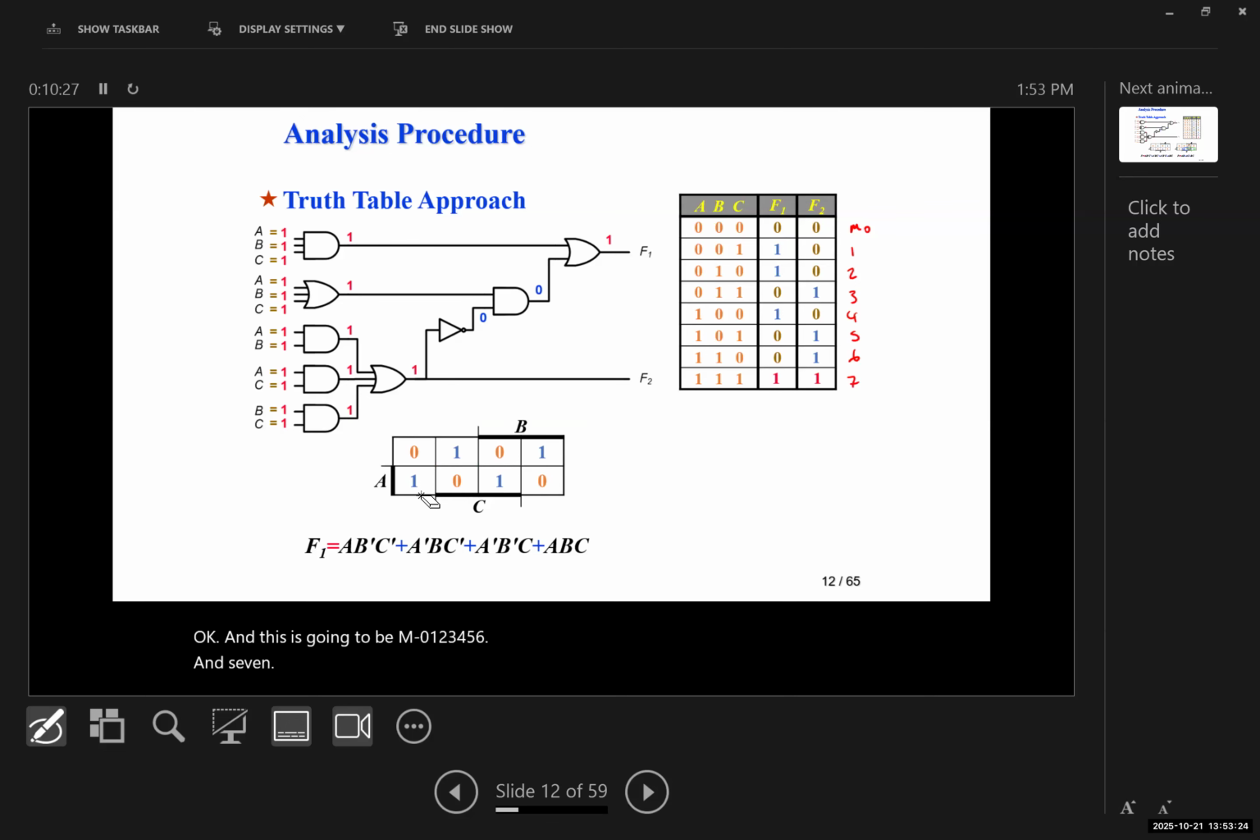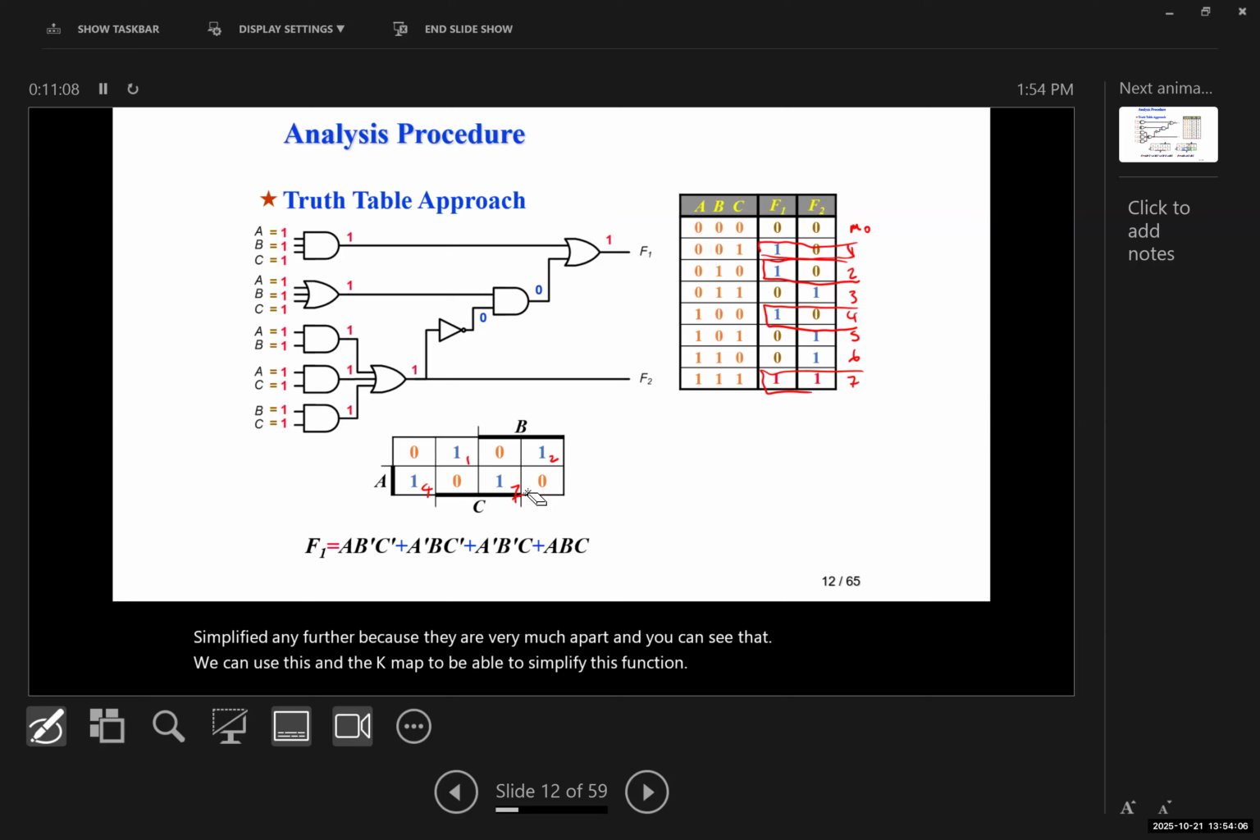Okay. So if I want to find the function F1, F1 is 1 at M1. It's 1 at M2. It's 1 at M4, and it's 1 at M7. Again, 1, 2, 4, and 7. For this particular case, we can't simplify it any further because they're very much apart. And you can see that we can use this and the K-map to be able to simplify this function.